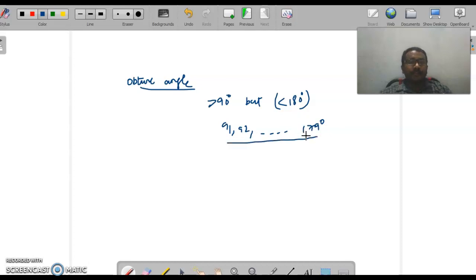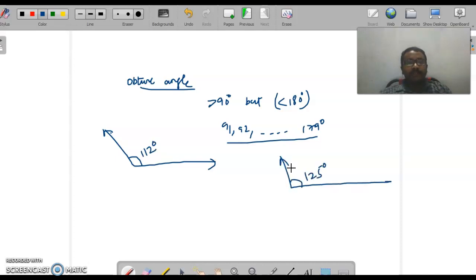We can take the obtuse angle from greater than 90 degrees and less than 180 degrees. Such type of angles we can name as an obtuse angle. So this is the symbol, this is the figure where we can use the obtuse angle. For example, it is 112 degrees and 125 degrees and 175 degrees. So these are all greater than 90 but less than 180. Such type of angles we can name as an obtuse angle. So I hope you understand this concept.